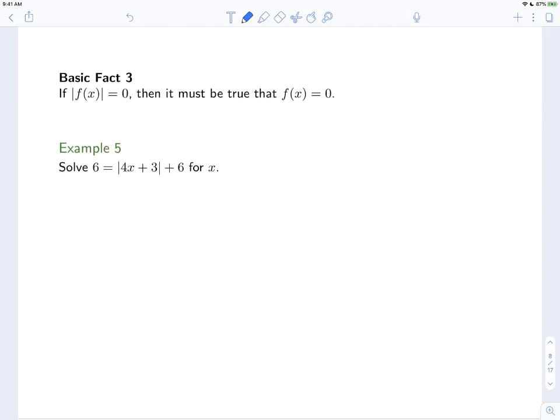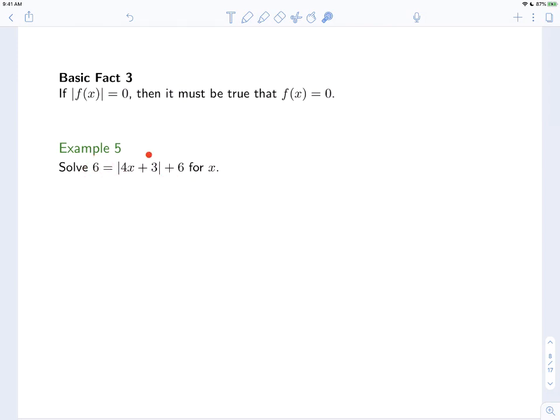Here's another basic fact. If the absolute value of a quantity is equal to 0, then it must be true that that quantity is equal to 0. Because the absolute value, again, it tells you the distance away from 0. So if the distance of this quantity from 0 is 0, the only way the distance away from 0 can be 0 is if it was 0 to begin with. So if the absolute value of f at x is equal to 0, then f at x must be equal to 0.